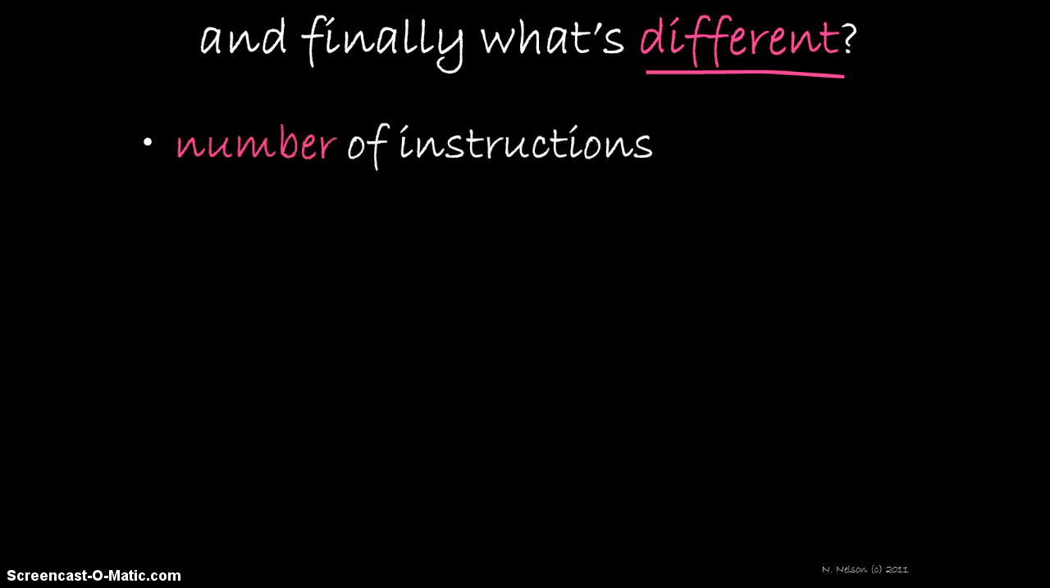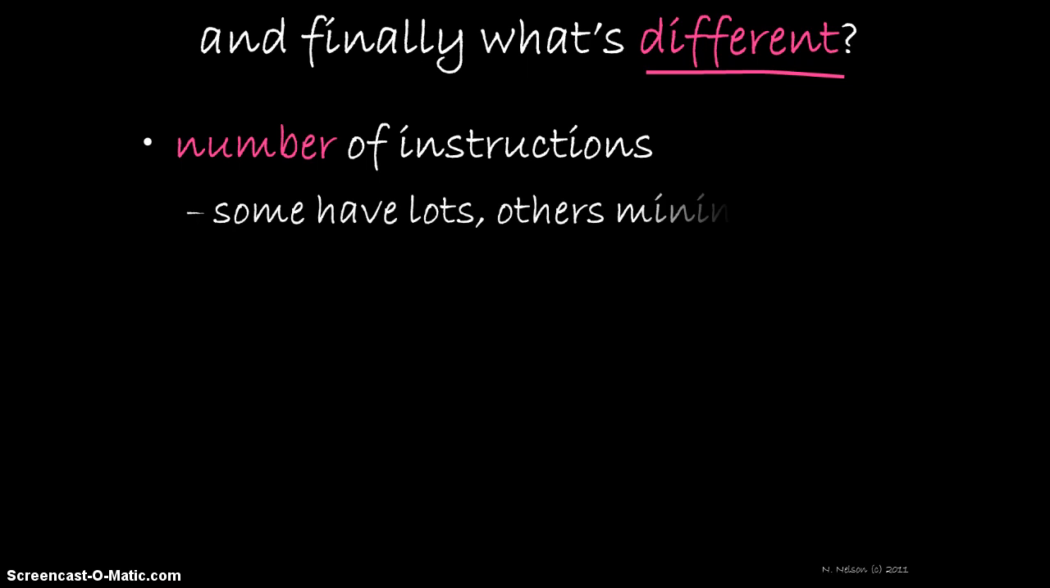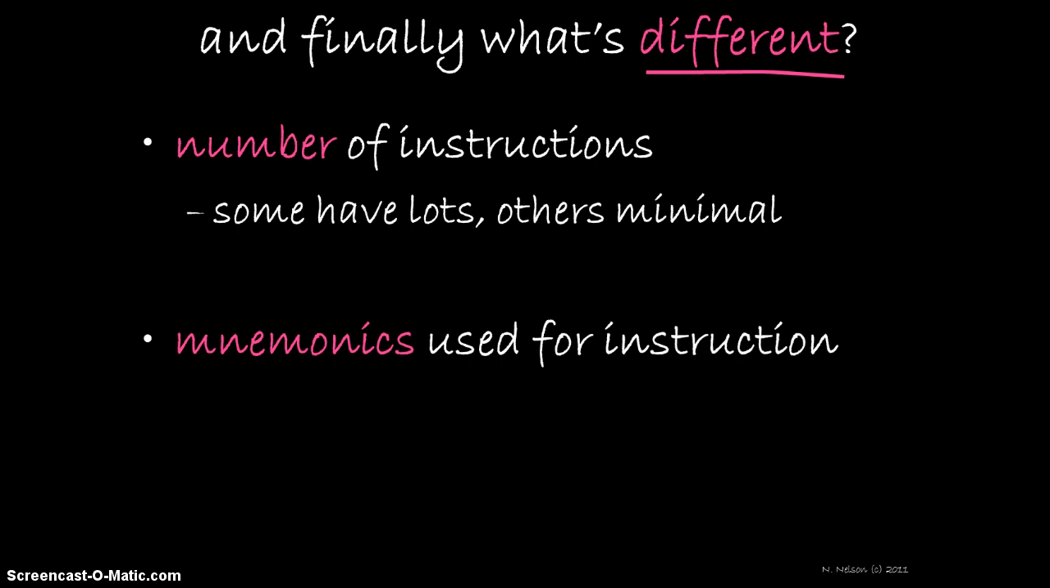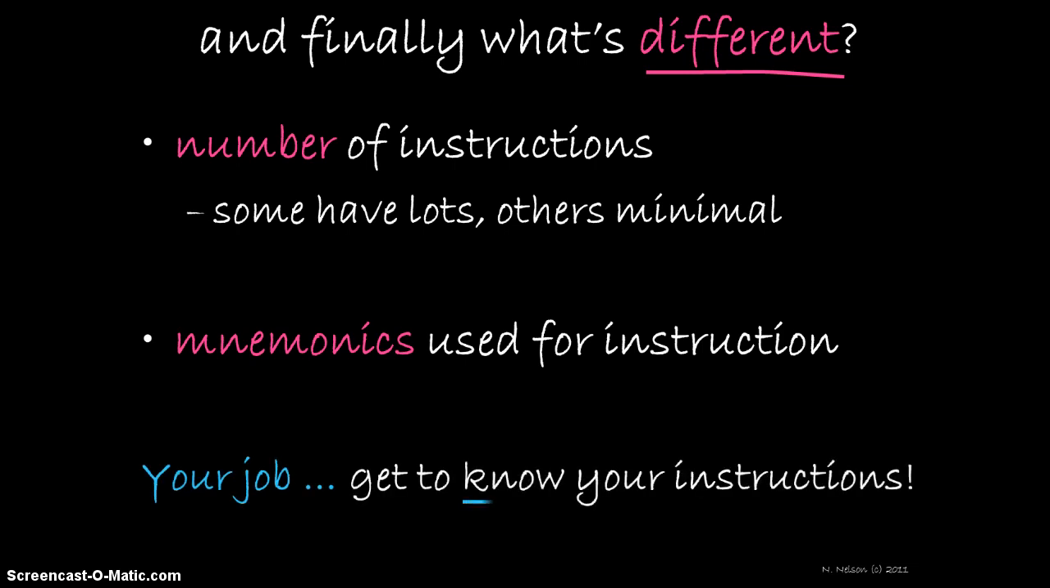So we've talked about what's the same amongst different instruction sets, but now it's time to take a quick look at what's different. It's really quite simple. First, each instruction set has a different number of instructions. Some have lots, with many specialized instructions, and others are called reduced instruction sets and have very few, but much more general instructions. Secondly, each instruction uses its own specific mnemonics or keywords to represent individual instructions. They're usually just a few letters long, so it's your job to really get to know what's available in your instruction set.